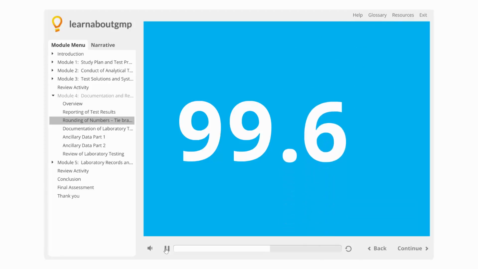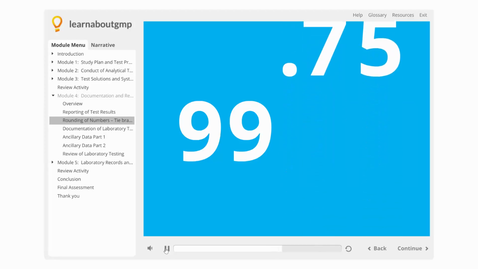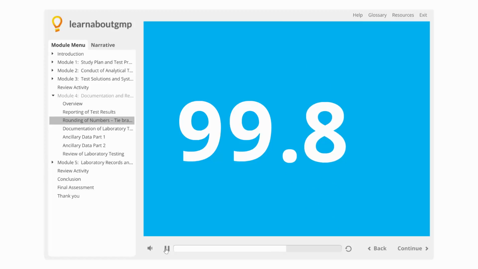However, if the number preceding the final number is odd, it is increased by 1. Thus, 99.75% would be rounded to 99.8%. Which tie-break rule is selected will depend on the needs of the analysis, client, or the laboratory.